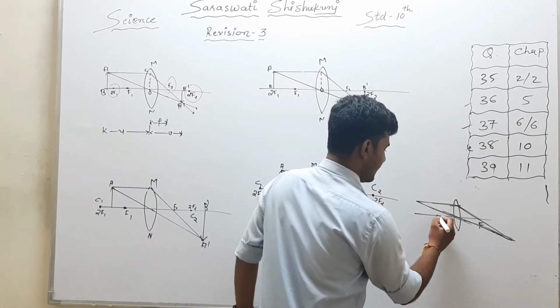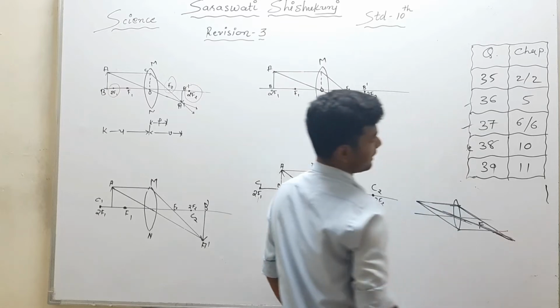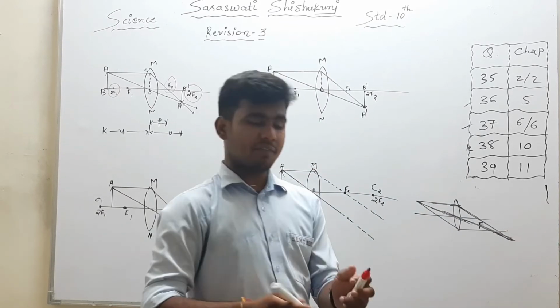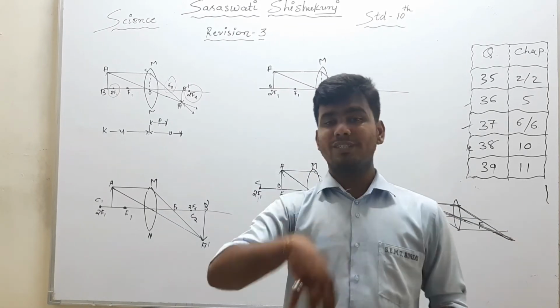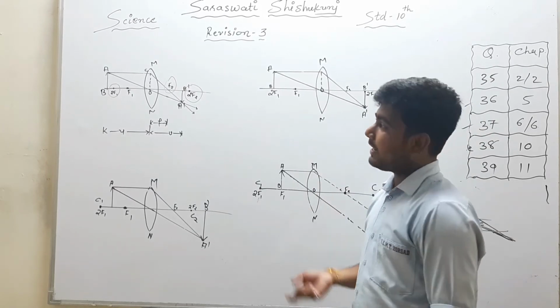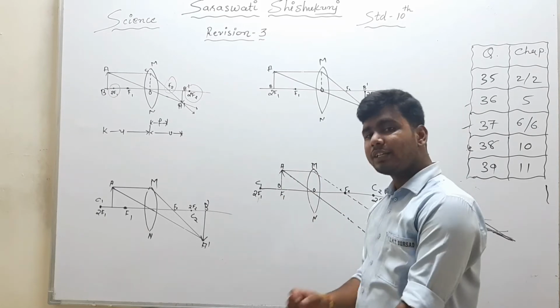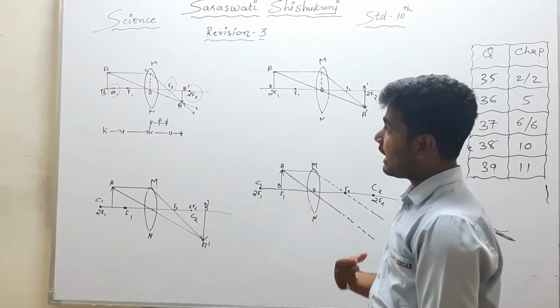Third, we can understand that the ray passing through F will become parallel to our principal axis. So by using these three fundamental rays, we are able to find where our image will form, where two rays are intersecting each other. At that point we are getting our image.